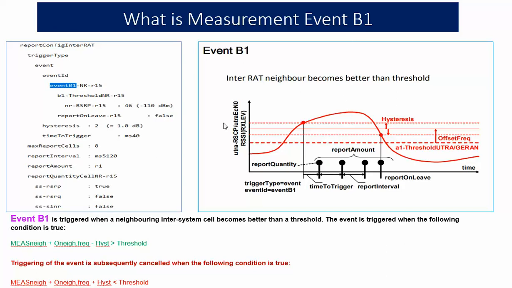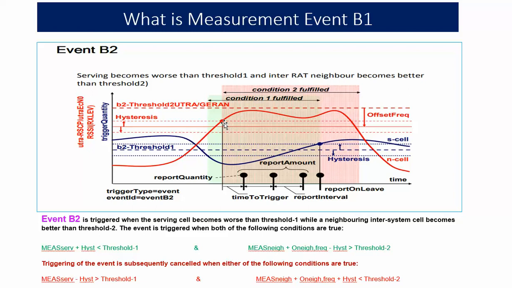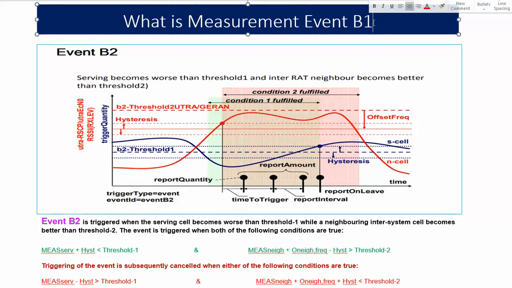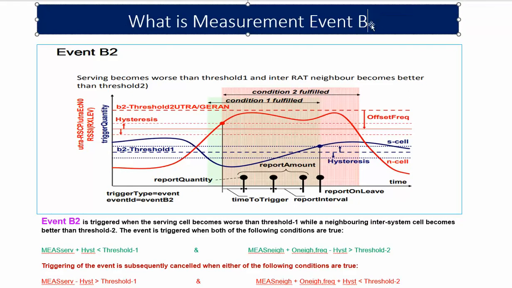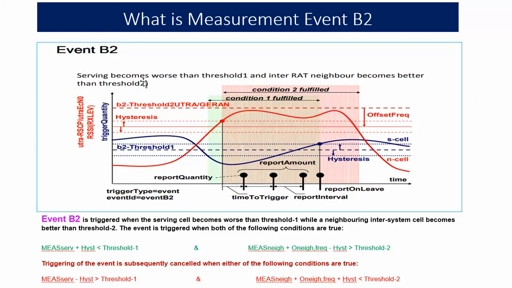So I want to move on to B2. This is the B2 event. The B2 event triggers when the UE wants to move from a higher rate to a lower rate. At that time two thresholds are defined.